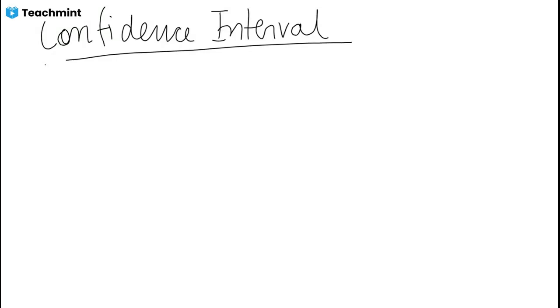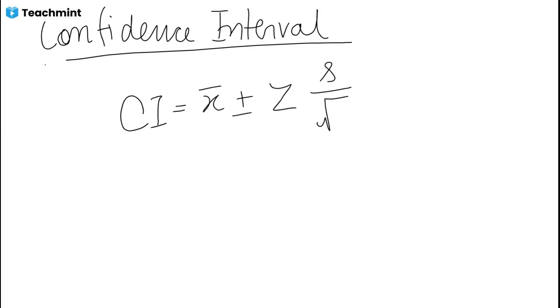Confidence interval. The formula to find confidence interval is CI is equal to x bar plus minus z into s over square root of n. Now let us understand what these values are.